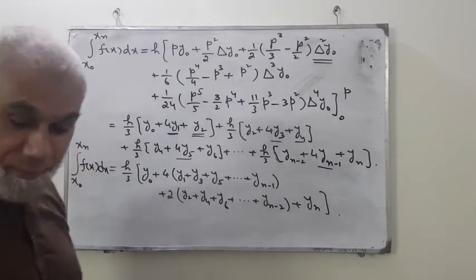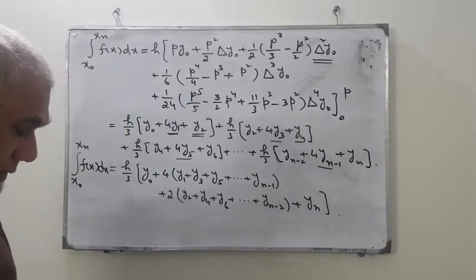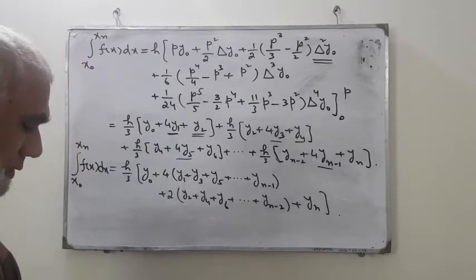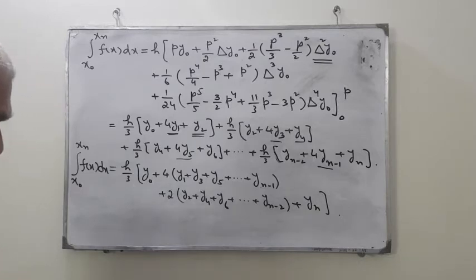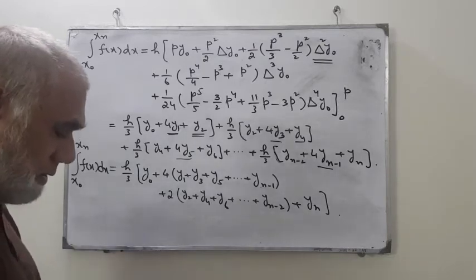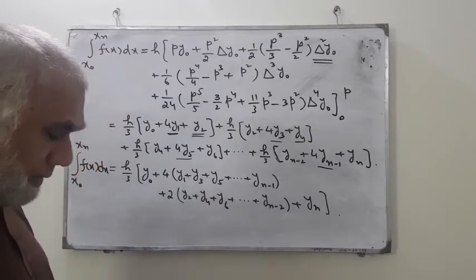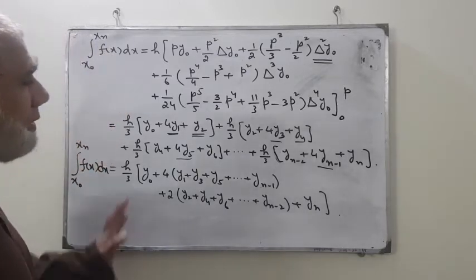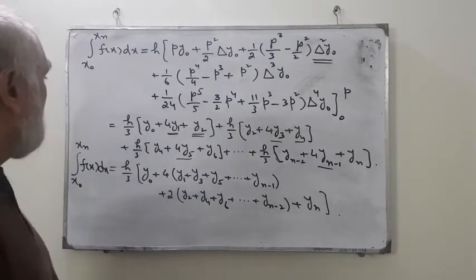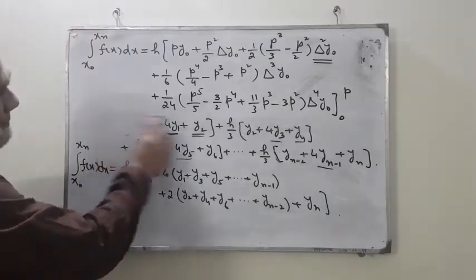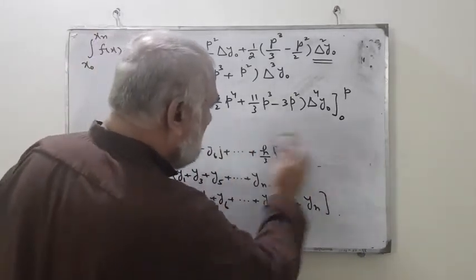So far we have derived two formulas, one for the trapezoidal rule and second for the Simpson's 1/3 rule. Now we are going to construct the third formula, and that is of course the Simpson's 3/8 rule. The principle of deriving this formula is almost the same.